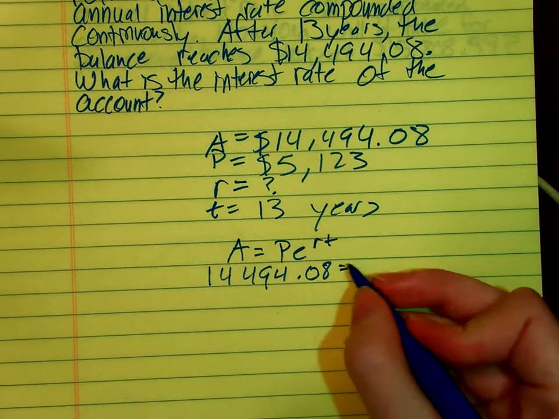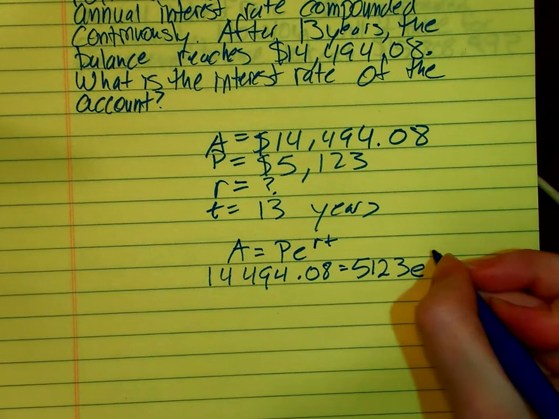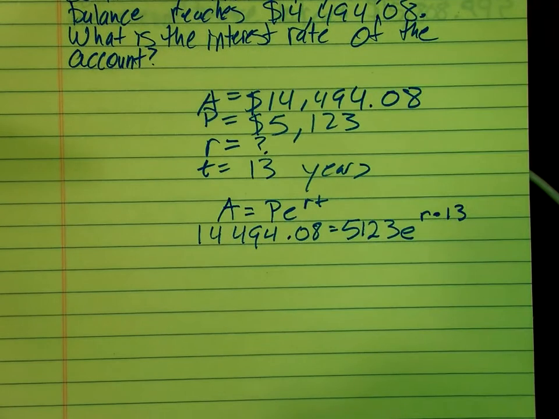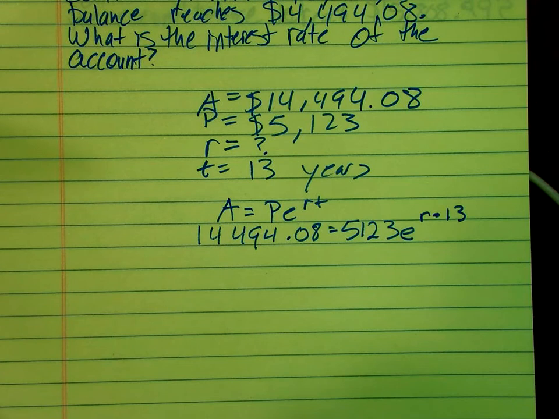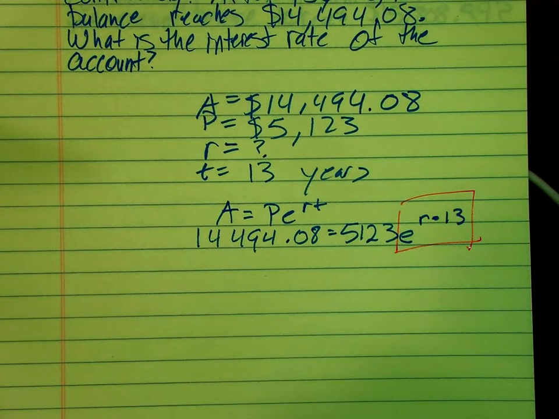So then we get $14,494.08 equals $5,123 e to the rate times time. Again, I want to try to get e by itself so I can convert this to a log equation and actually solve for my rate.